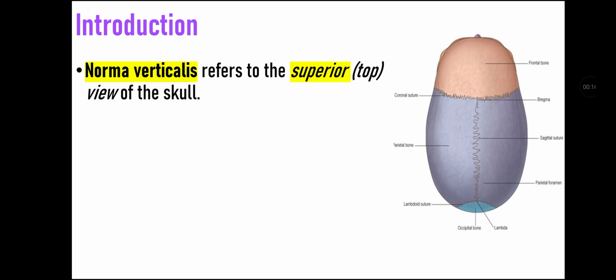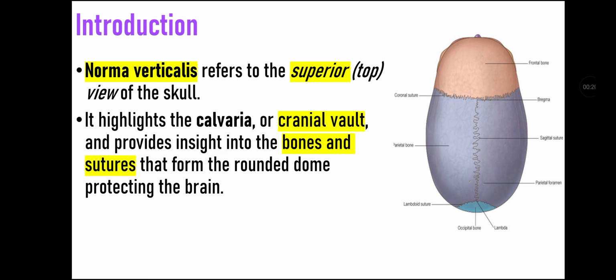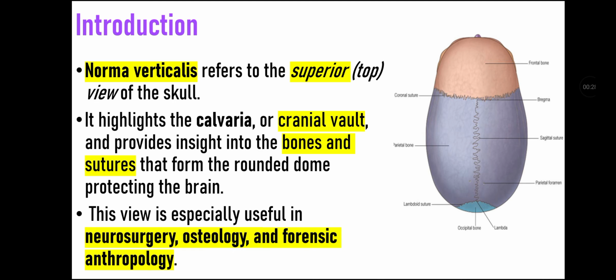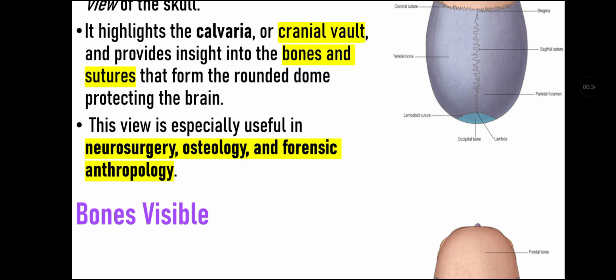Norma Verticalis refers to a superior or top view of the skull. It highlights the calvaria, that is the cranial vault, and provides insight into bones and sutures found in the rounded dome protecting the brain. This view is especially useful in neurosurgery, osteology, and forensic anthropology.